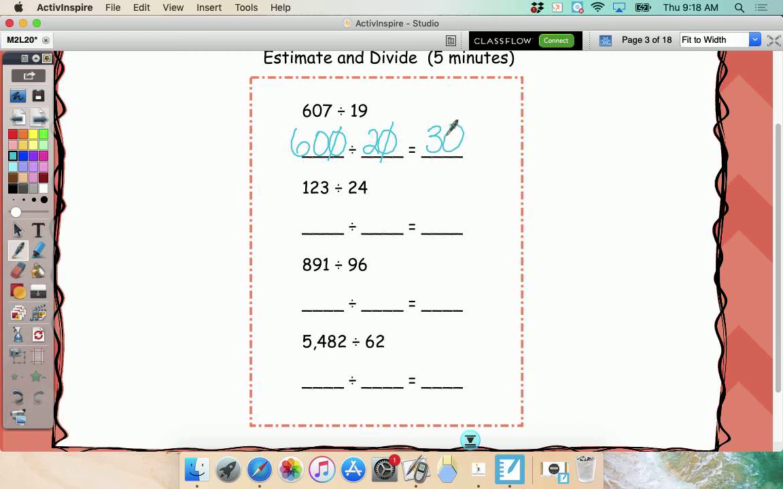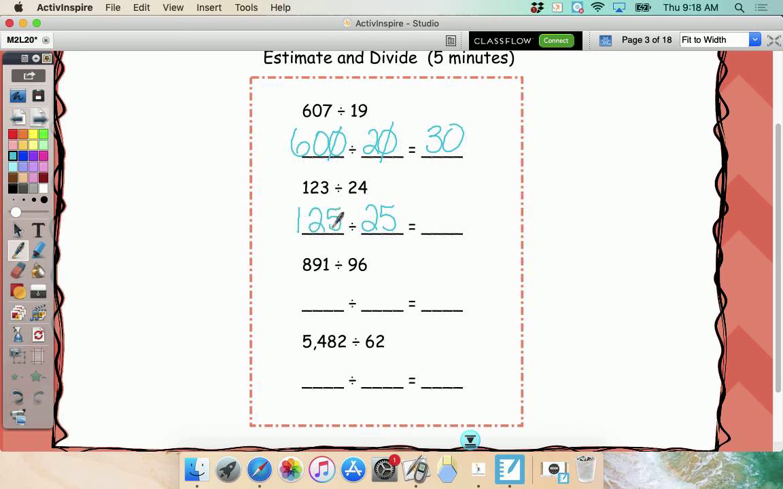All right, 24. What should I round it to? 20. I don't think so. I don't think I'm going to round it. I think I'm going to make it 25. I can do that. This is my math, right? If I want to get closer to the actual answer, is there a rule against that? No. So what would I make 123 then that 25 will divide into? 125.